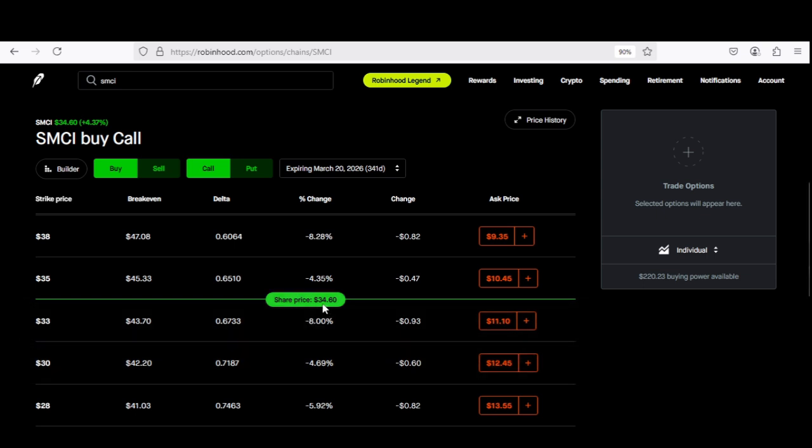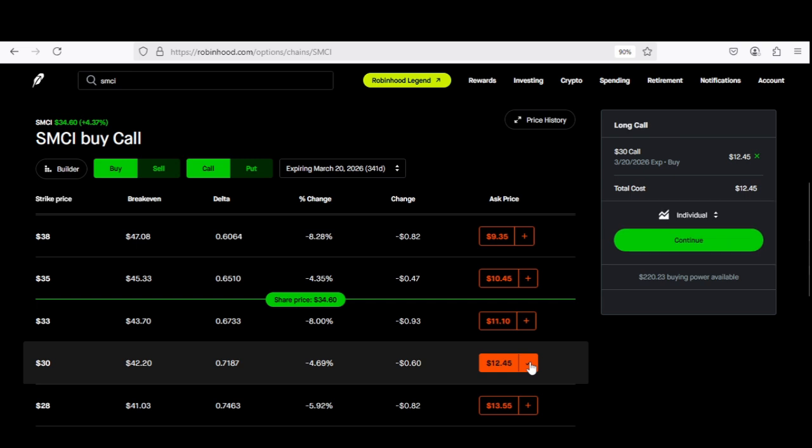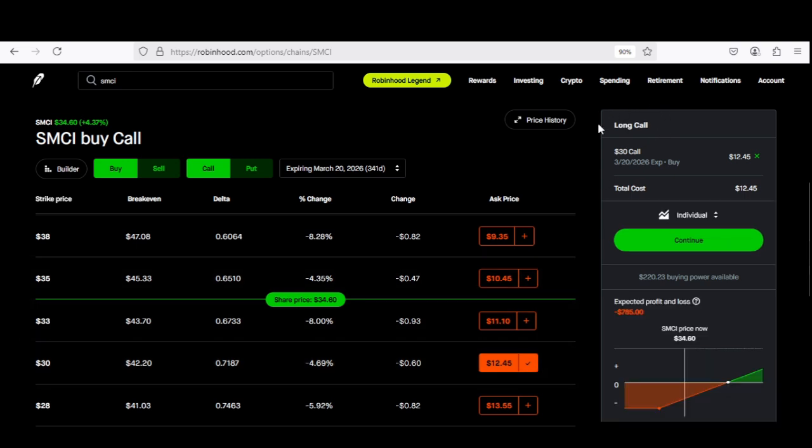If the share price goes from 34.60 to 35.60, then this overall contract is now going to go to 12.45 plus 0.71. So what that's going to do is increase the value of your overall contract. So let's go ahead and select this right here. As you can see to the top here, a long call.